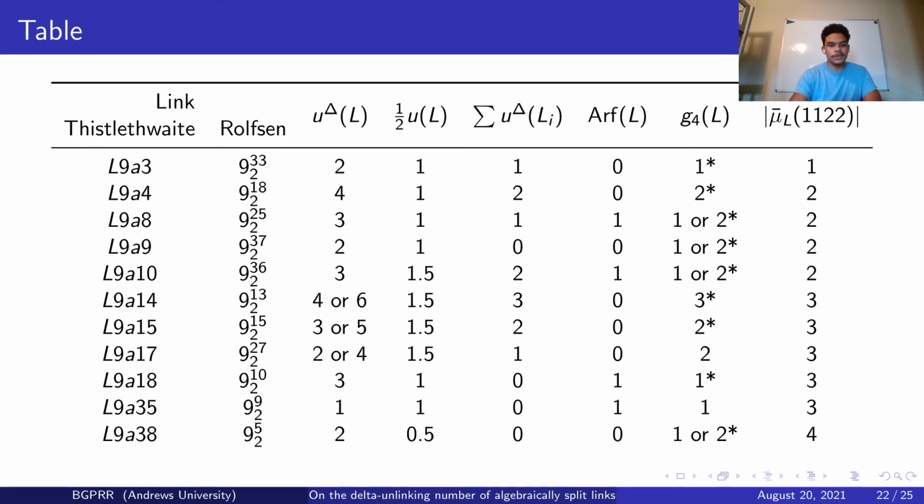You'll see though that there were some links, namely L9A14, L9A15, and L9A17, in which we couldn't fully determine the delta unlinking number. Instead, we were only able to break it down into two options, namely 4 or 6, 3 or 5, or 2 or 4 respectively.